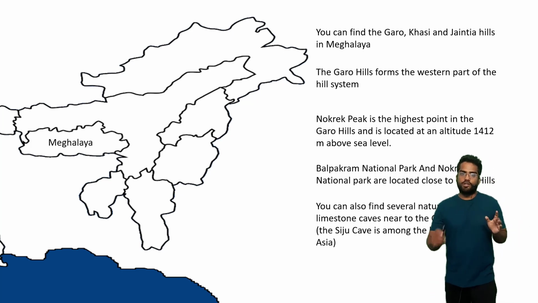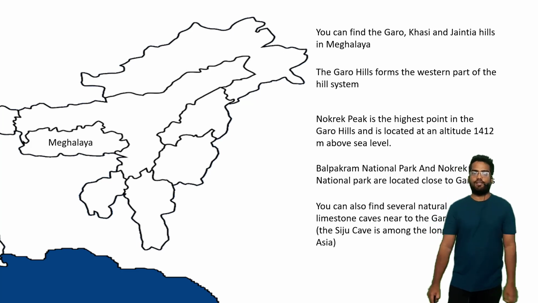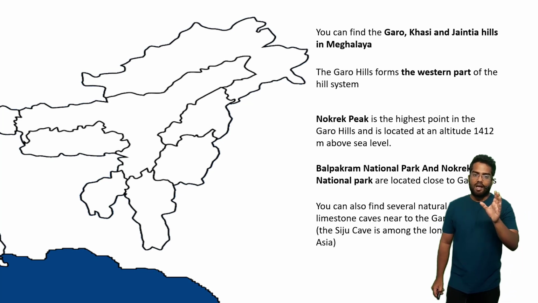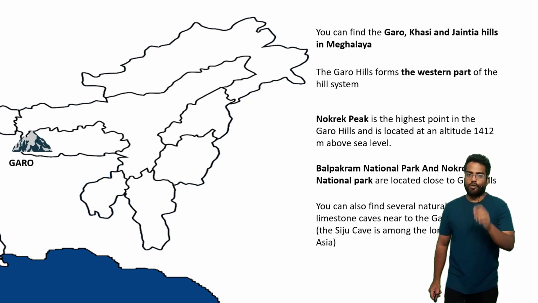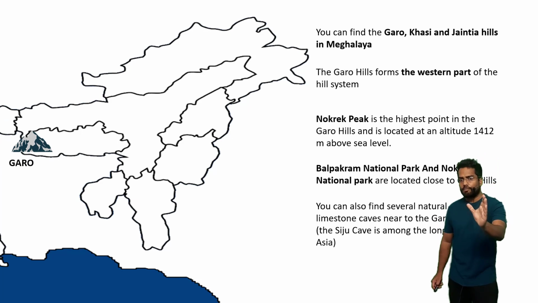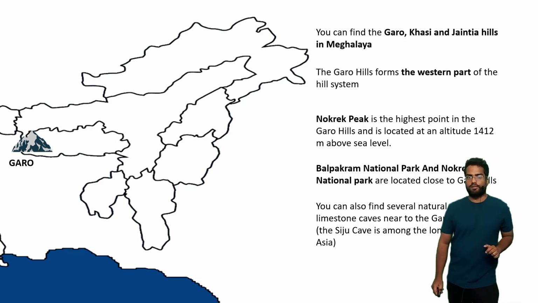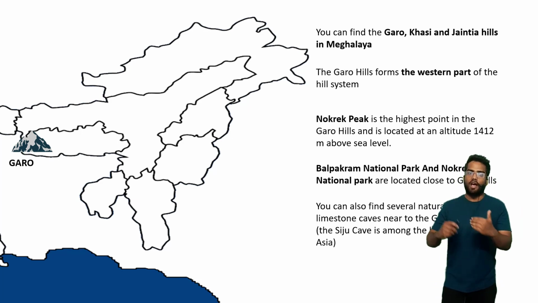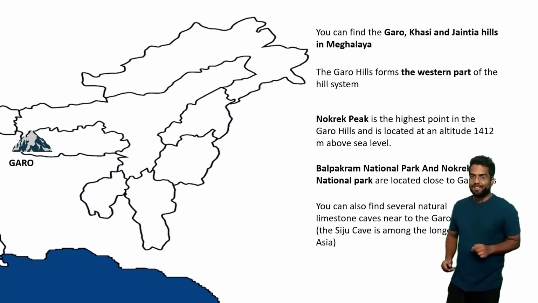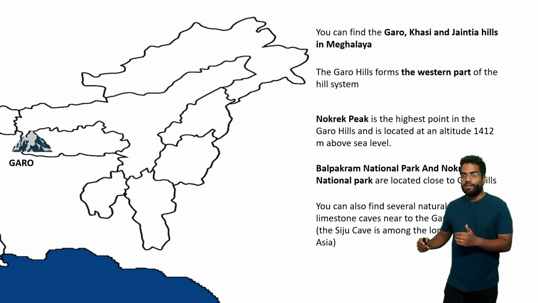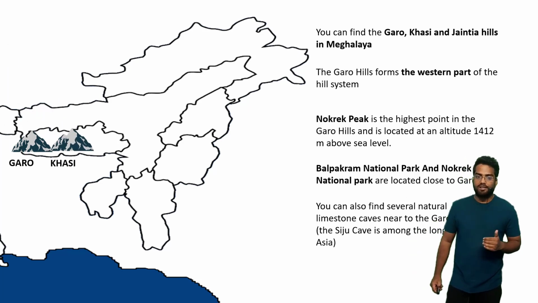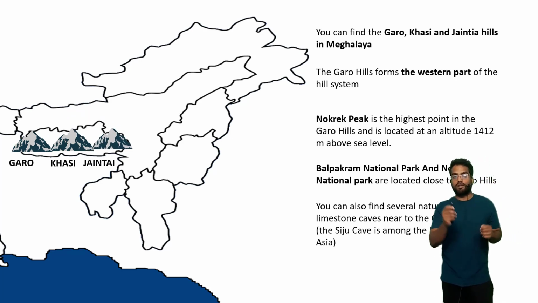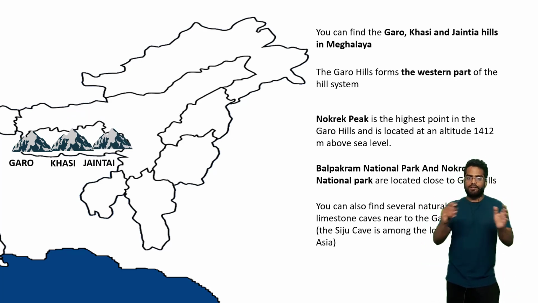Now the question is, where is Garo Hills? This is where the Garo Hills is. As you can see, we have the Garo Hills here. The western part of Meghalaya is Garo Hills. Now when we talk about Garo Hills, there are two more hills that we usually tag along. One is the Khasi Hills and the other is the Jaintia Hills. So this is the Khasi Hills, and this is the Jaintia Hills. So we have the Garo Hills, the Khasi Hills, and the Jaintia Hills. These are the three hills.